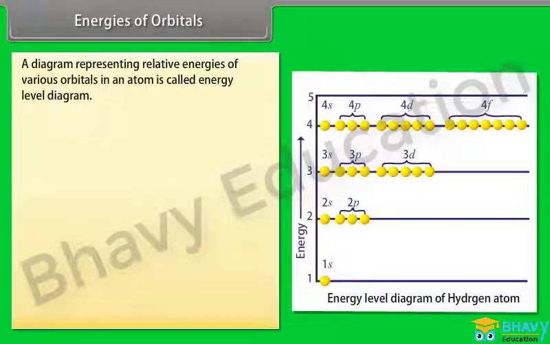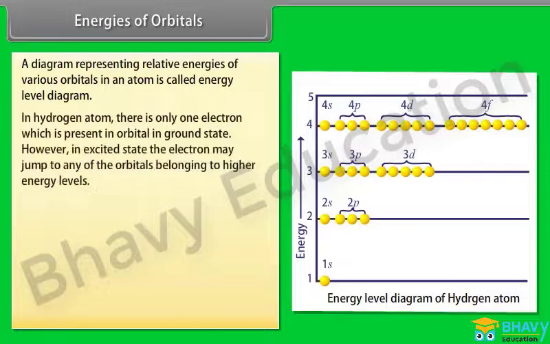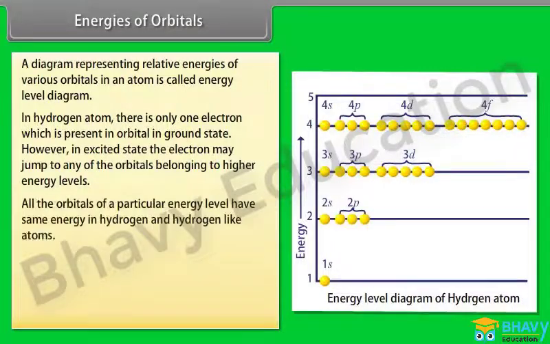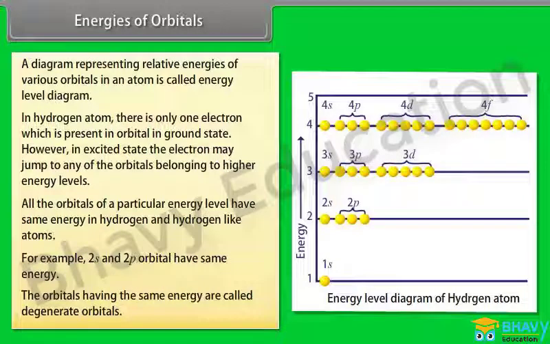Energies of orbitals. A diagram representing relative energies of various orbitals in an atom is called an energy level diagram. In hydrogen atom, there is only one electron which is present in the 1s orbital in ground state. However, in excited state, the electron may jump to any of the orbitals belonging to higher energy levels. All the orbitals of a particular energy level have the same energy in hydrogen and hydrogen-like atoms. For example, 2s and 2p orbitals have the same energy. The orbitals having the same energy are called degenerate orbitals.